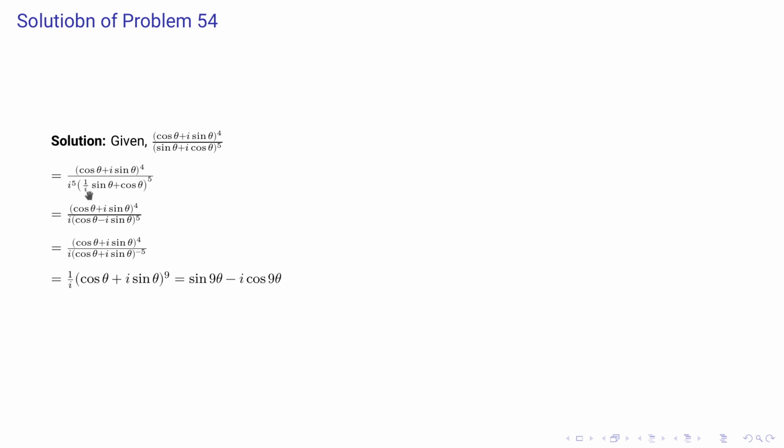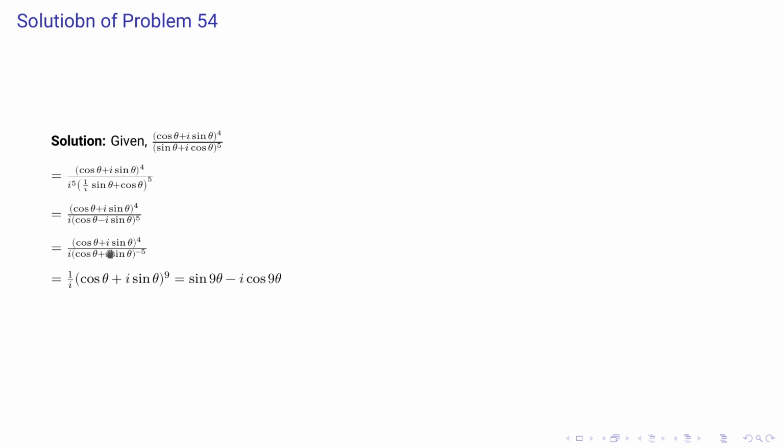Now what we do is we can write 1 by i as minus i. So denominator becomes i into (cos theta minus i sin theta) to the power 5. Note that i to the power 5 is equal to i to the power 4 into i. So this becomes i because i to the power 4 is 1. So once we have this, we know that this is e to the power minus i theta. So we take out the minus and we bring it in front of 5. It becomes minus 5. And the minus sign of i sin theta becomes plus sign.